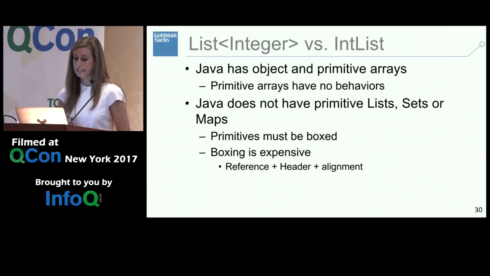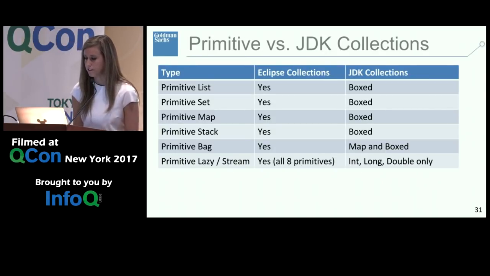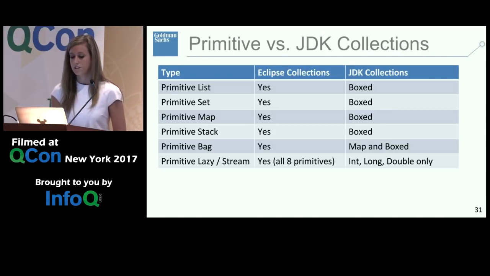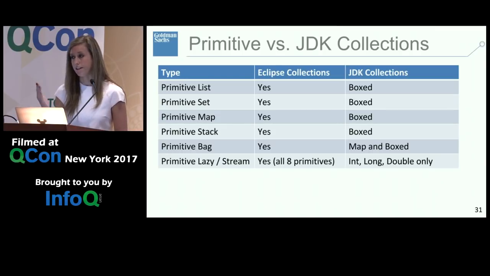So a List of Integer versus an IntList. Java has object and primitive arrays, but as you all probably know, primitive arrays really have no behaviors besides length. Java does not have primitive lists, sets, or maps, so primitives must be boxed, and boxing is expensive. We have a reference and a header and alignment. So this is just a quick comparison chart between the primitive collections you can get with Eclipse Collections versus the plain old Java collections. As I mentioned, we have primitive lists, sets, maps, stacks and bags, whereas you'd have to box all of these in the JDK, and for things like bags, you'd have to create a map first and then box them. Since bag isn't readily available, you'd have to implement it yourself.